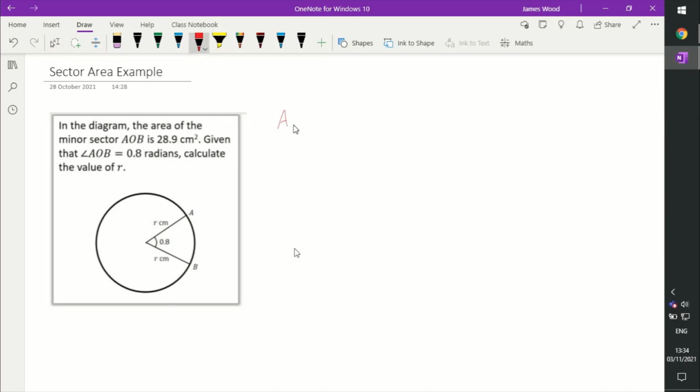So the formula from before, sector area, is half r squared theta. So we know that half times r squared times 0.8 gives me an area of 28.9. And then we can just solve this equation to find r. So 28.9 divided by 0.8 times 2 square rooted gives me 8.5 centimeters. Okay, so easy so far, just using the formula and the information you're given.